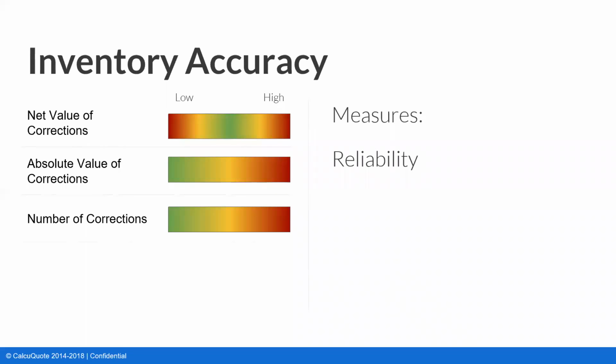So if it's one large correction, that's very different than if you're constantly having to make adjustments to your inventory levels day in, day out, throughout the month or throughout the quarter or whatever time measurement you're using. So all 3 of those are important. You can see over here to the right of that, we've got these bars that indicate low and high. Red basically means that that's out of range. For net value of corrections, for example, you want to have it closer to the middle, which is closer to 0, whereas for the other ones, you'd probably want it to be on the lower side as a good goal.